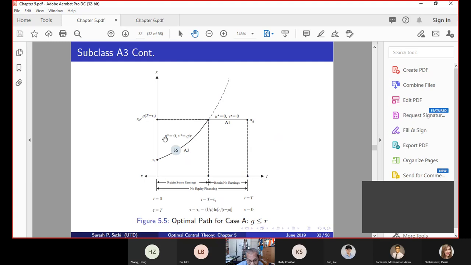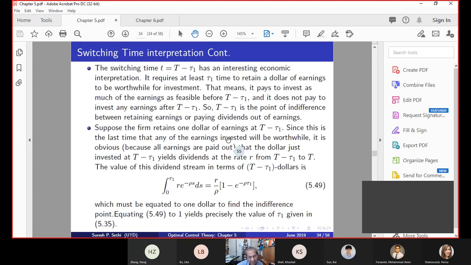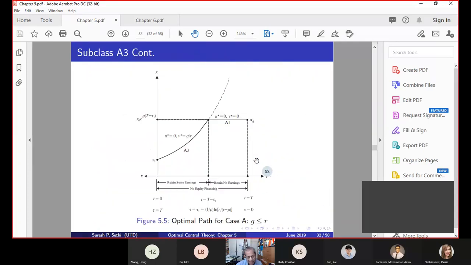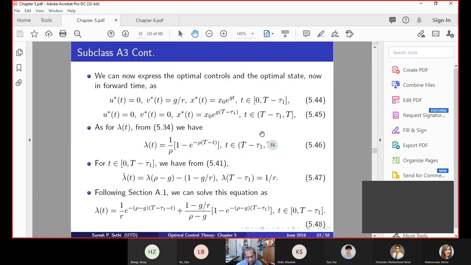We now found out that the sufficient amount of time is exactly tau one. This is the only point before which I should invest money. After that, I should not invest. So why does that happen? Let's see why. Suppose the firm retained $1 of earning at time T minus tau one. So I'm now saying, suppose I retain $1 of earning at this time tau. What happens?